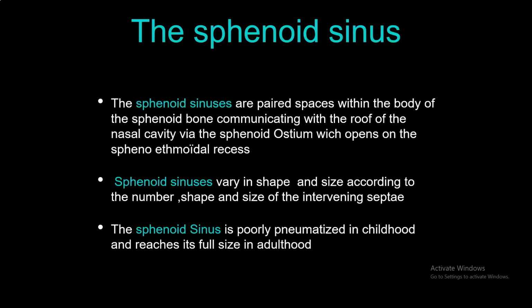Sphenoid sinus, as we said. The sphenoid bone has a hollow body, and this space is called the sphenoid sinus. The sphenoid sinuses are paired, so we have two sphenoid sinuses within the body of the sphenoid bone, communicating with the roof of the nasal cavity via an opening called the sphenoid ostium.